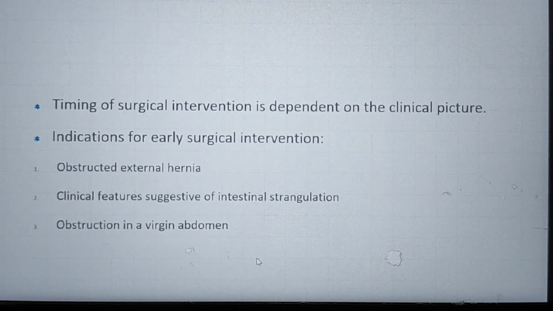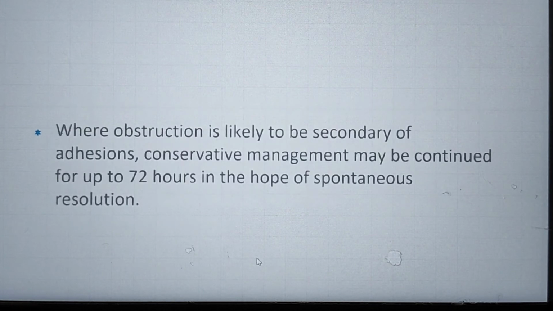So when do we decide on surgical intervention? It is actually dependent on the clinical features. The indications for early surgical intervention include, first, obstructed external hernia, clinical features suggestive of intestinal strangulation, and also obstruction in a virgin abdomen. Okay. In conditions where the obstruction is likely to be secondary to adhesions, conservative management may be continued for up to 72 hours in the hope of spontaneous resolution.